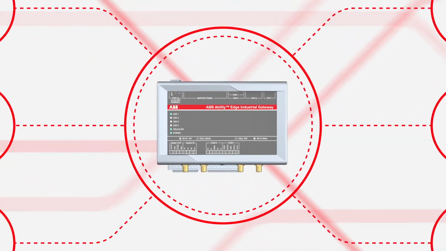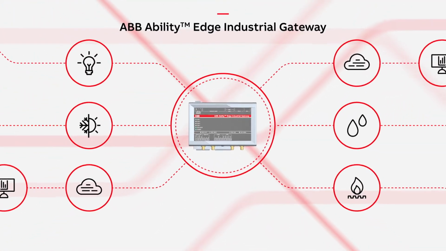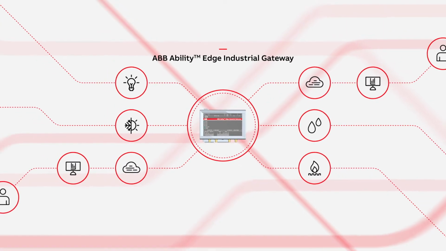The ABB Ability Edge Industrial Gateway, a simpler way to power insight, intelligence, and performance at the edge and all across your enterprise.